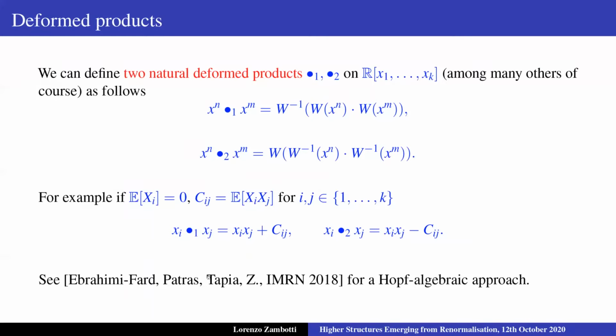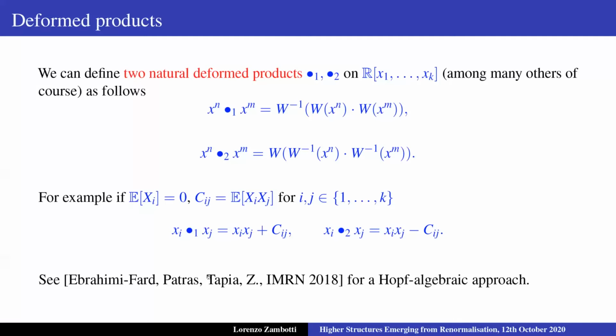Let me immediately quote a wonderful paper I wrote with Kurush, Federica, and Nicolas a few years ago, where we studied this construction with a Hopf algebraic approach, and we also studied this notion of deformed products. Once you have this map W, you can introduce immediately two different deformed products on the algebra of polynomials by a kind of conjugation with this W. First you map W of x^n and W of x^m, you take the standard product, and then you go back by the inverse of W, or vice versa. And so the two products are different.